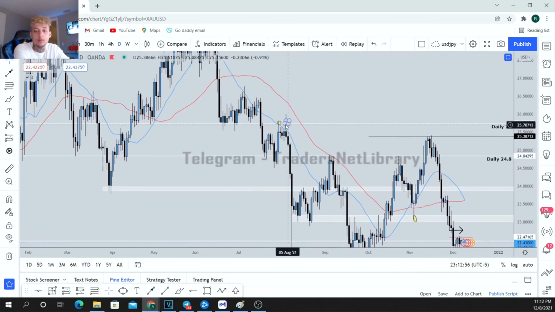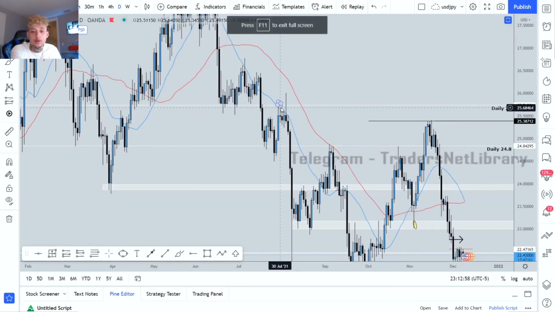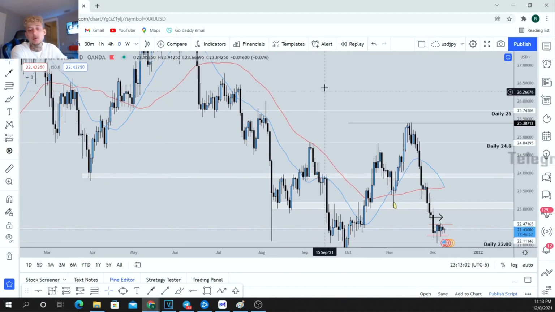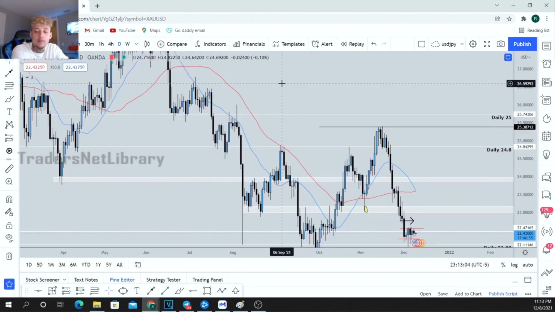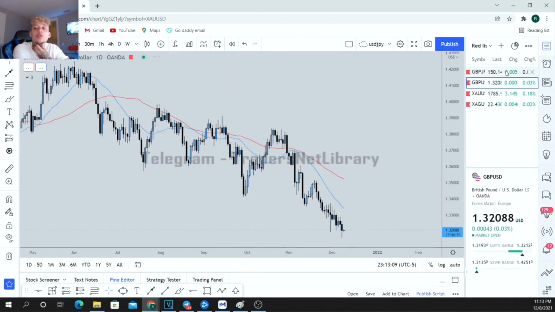But again, this is why we want to be as accurate with our support and our resistance levels, our supply and our demand levels, as best as we possibly could, so we can have the best entries possible and benefit the best off of our risk to reward ratios.